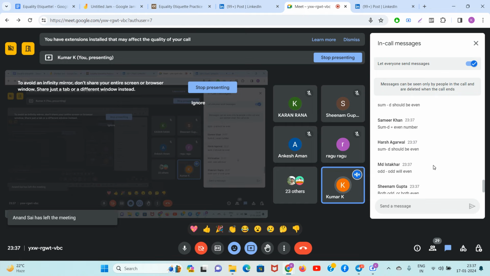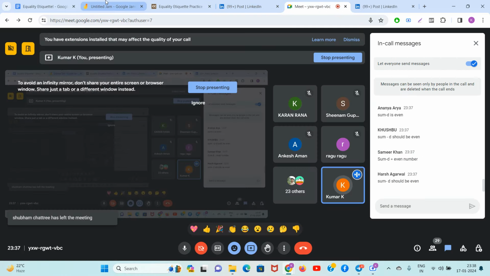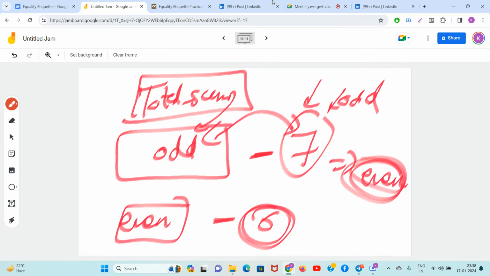Yes, I hope it's clear to them. Odd minus odd will be even. And yes, you guys have now finally understood. Such a great problem, right? Brilliant one. So you guys understood this much also. Great. Nice to know.